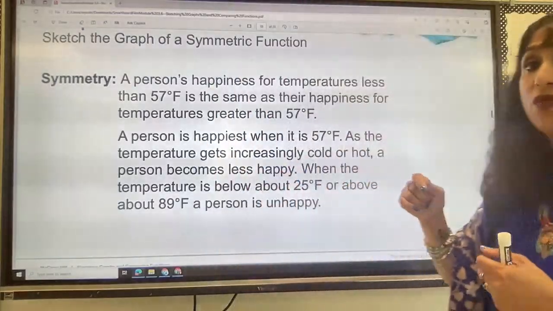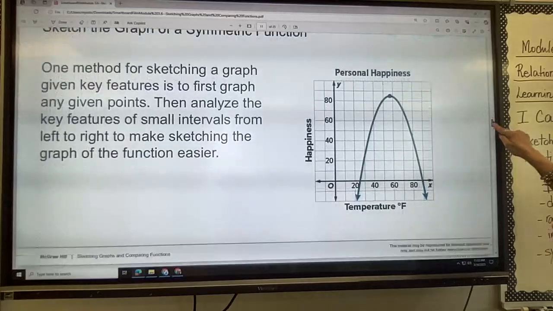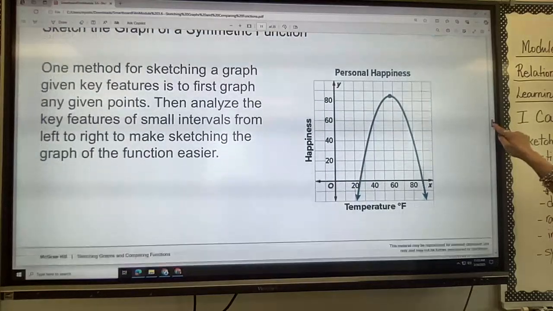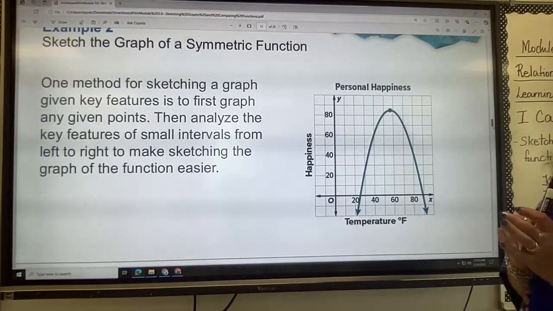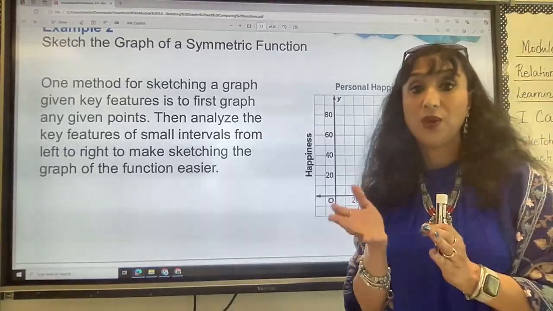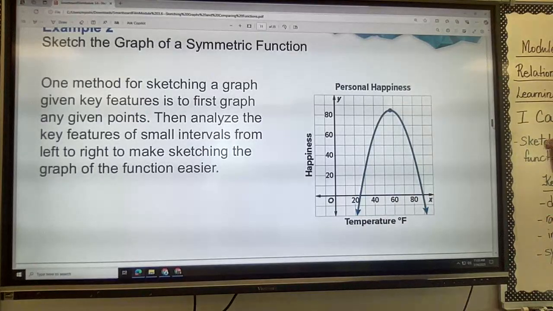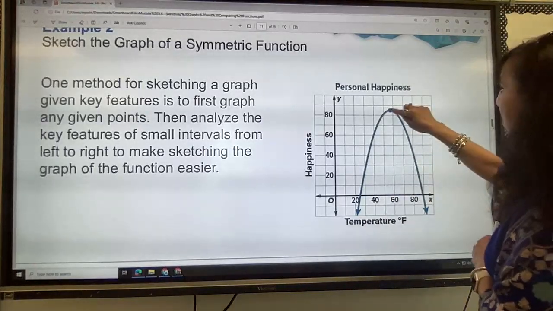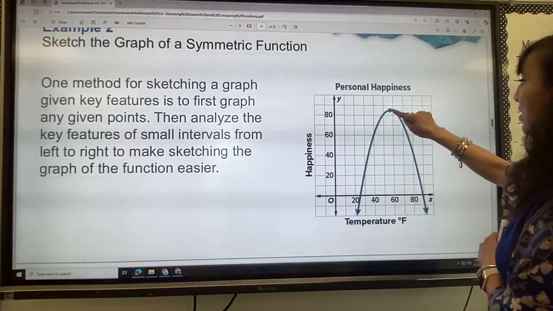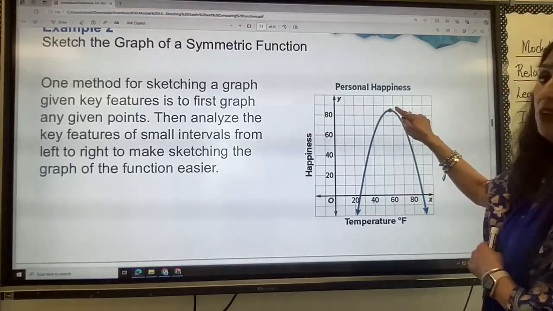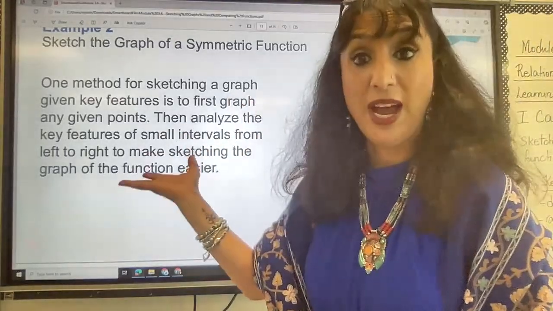And now let's look at the graph. And here it is. Okay? So one method for sketching a graph given key features is to first graph any given points. Okay, so remember what it said, we are happiest at 57 degrees, and it said 57 degrees and it said y was 85. So that is my relative maximum that I have graphed.